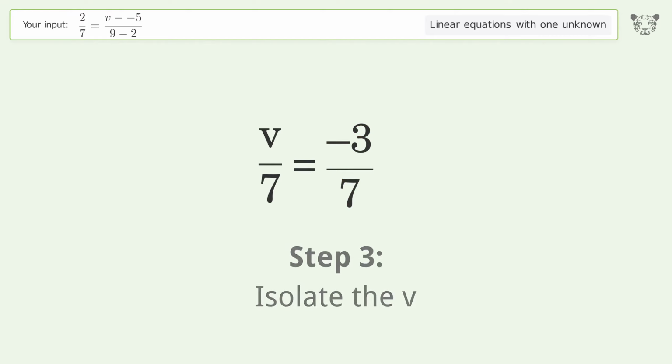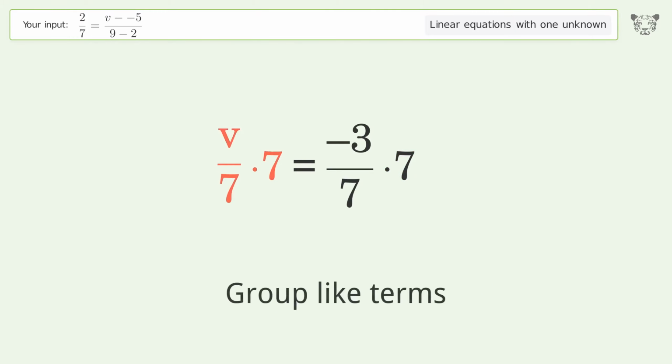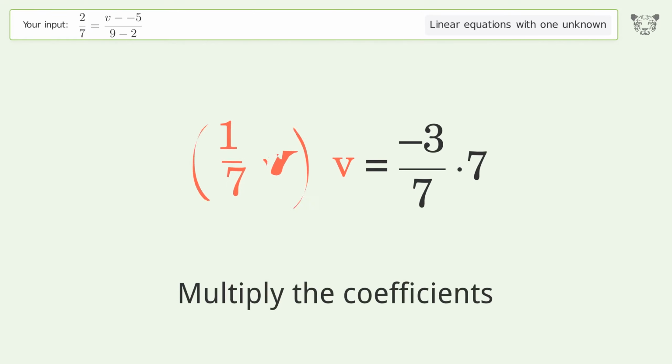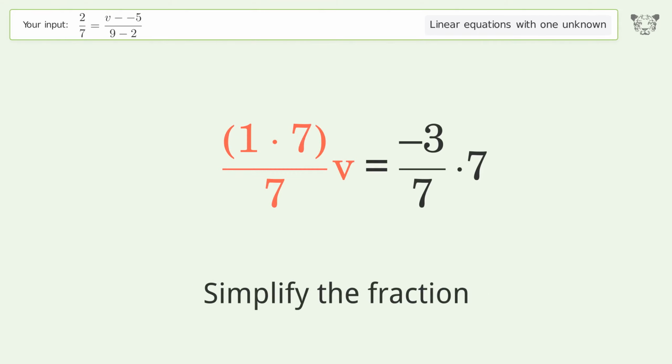Isolate the v. Multiply both sides by 7. Group like terms. Multiply the coefficients. Simplify the fraction.